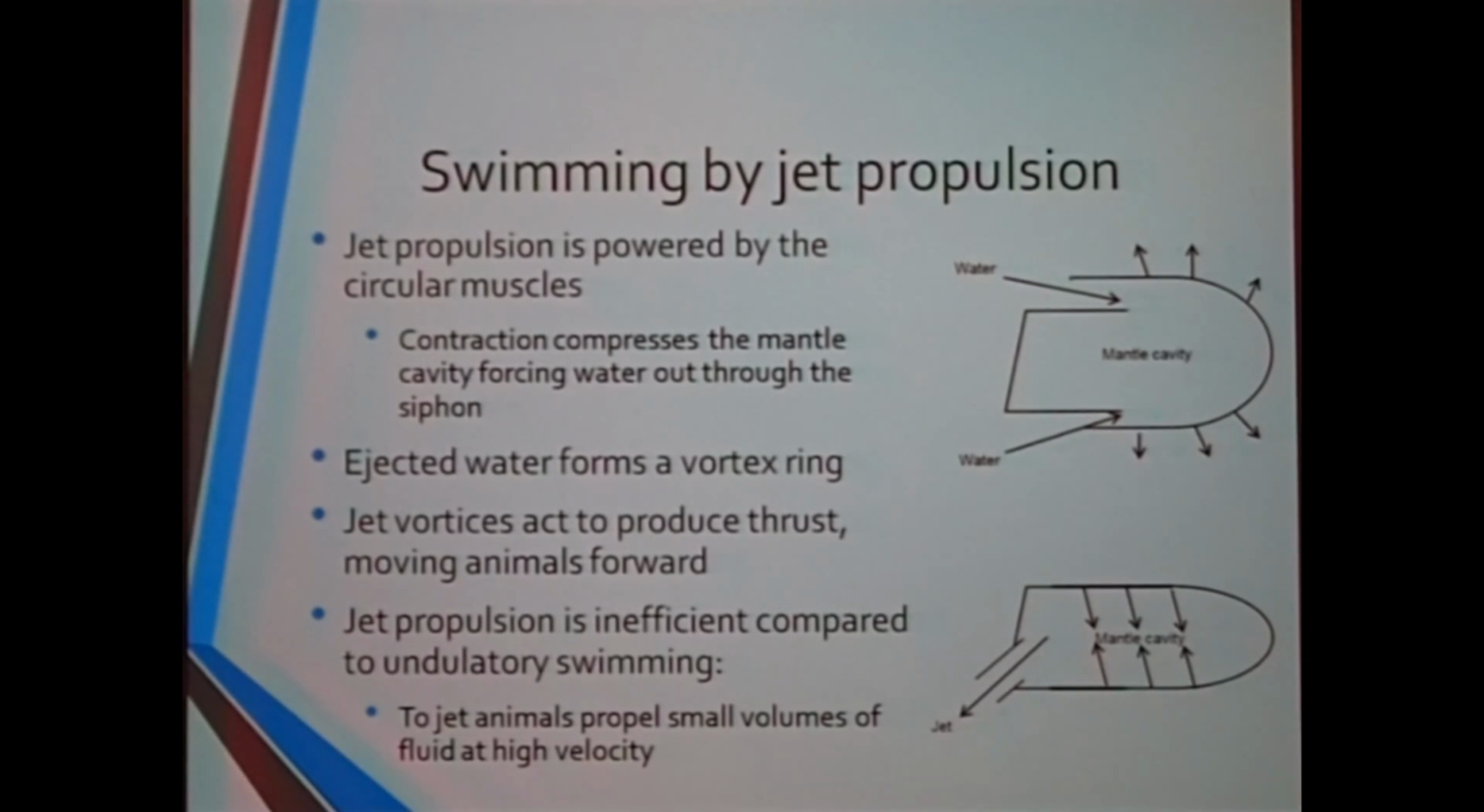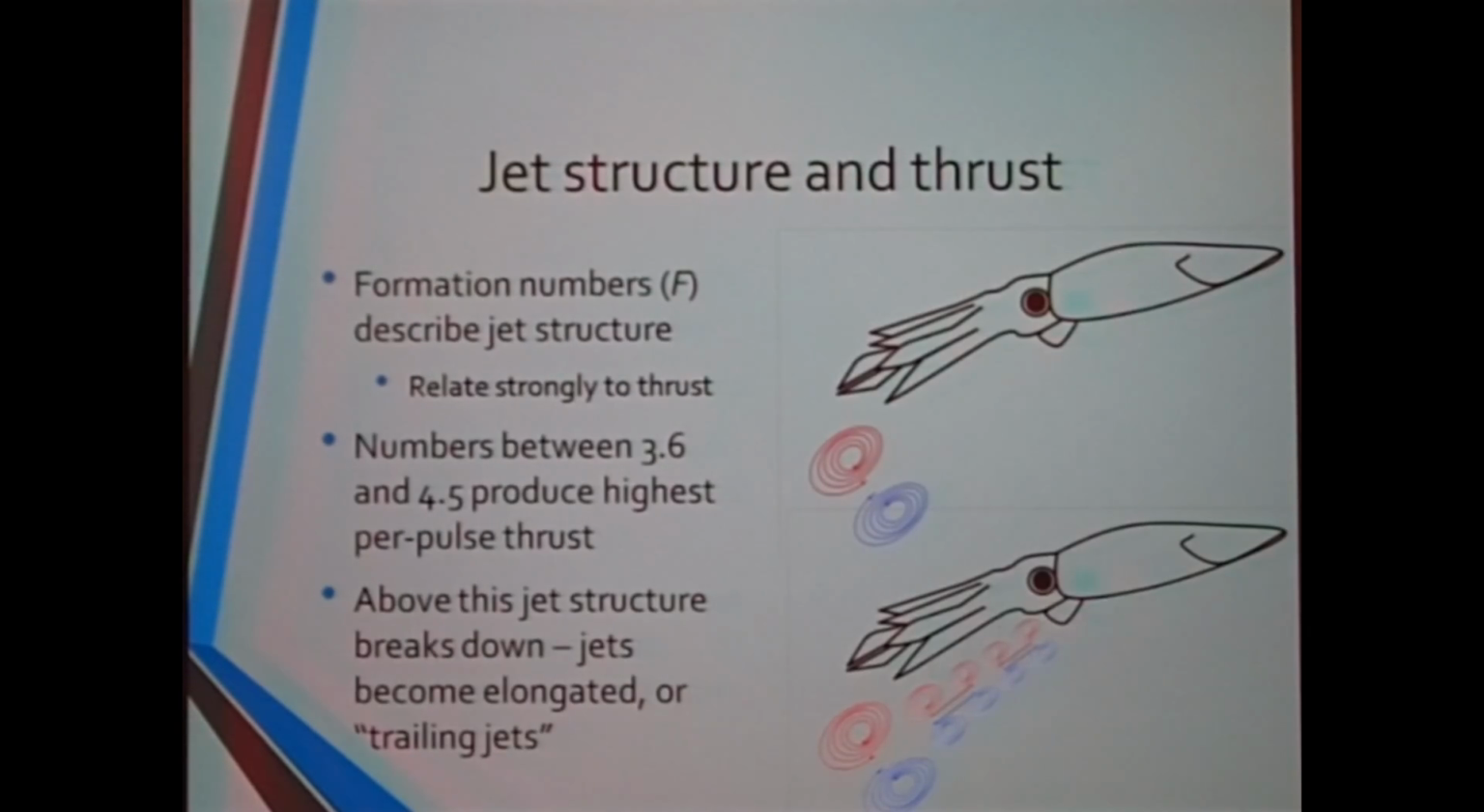Jet propulsion is often considered to be an inefficient mode of swimming, particularly when you compare it to the swimming of fish, which is undulatory swimming. This is because you propel a small volume of water at high velocity, whereas during undulatory swimming you propel a large volume of water at a lower velocity. This creates the same level of thrust, so you don't have to use as much mechanical energy to do this. So this shows the importance of thrust.